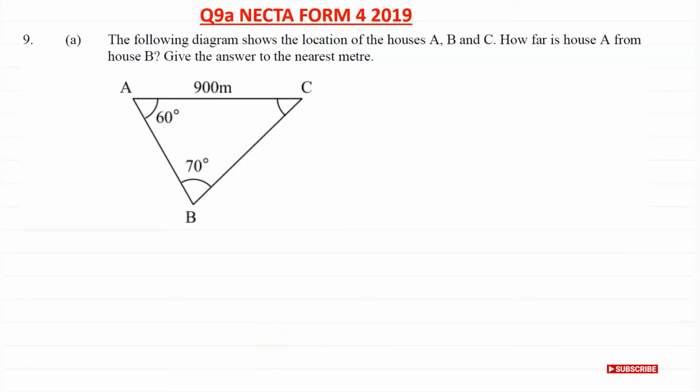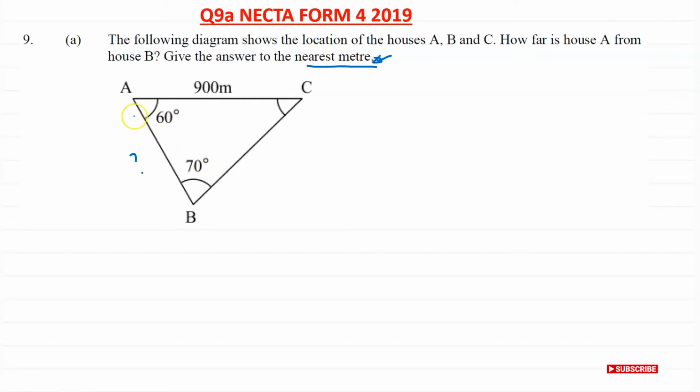We're going to solve question 9 from the NECTA 2019 Form 4 math paper. There are two parts here, A and B, and we are going to do both in this session. The first part: we're told the following diagram shows the location of the houses A, B, and C. How far is house A from house B? So we need to know the distance from A to B. Give the answer to the nearest meter. Don't forget that, because that could be worth 1 mark.